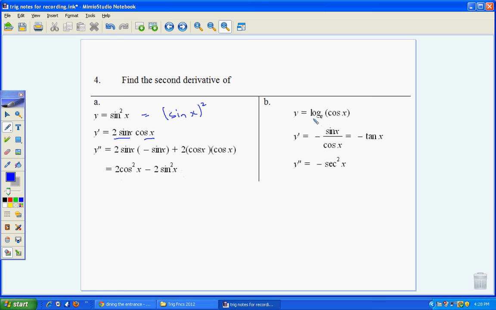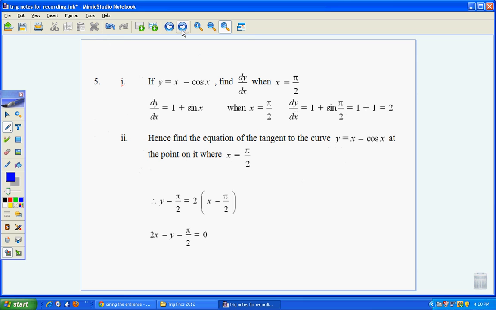In b here, we've got the log of a cos function. So log function here, derivative of the function over the function. So derivative of cos x is minus sine over cos, which gives us minus tan x when we simplify it. And derivative of minus tan x is really simple because it's just secant squared of x. So just be careful when you've got to do the second derivative, that we're getting our rules correct and we're making sure we don't make simple errors.